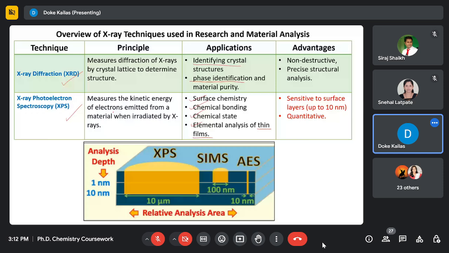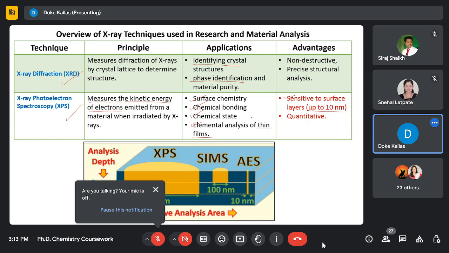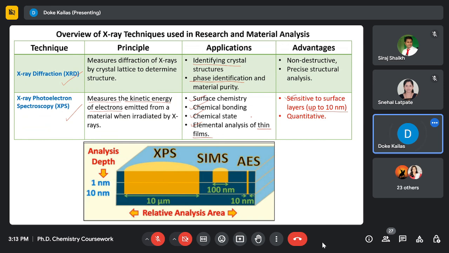The advantage of this technique is that it is very sensitive to the surface layer up to 10 nanometers. Below 10 nanometers, estimation is not possible. X radiation cannot penetrate the surface of solid material below the depth of 10 nanometers. So therefore, this technique has an advantage to detect surface phenomena. The technique is more sensitive up to 10 nanometers.